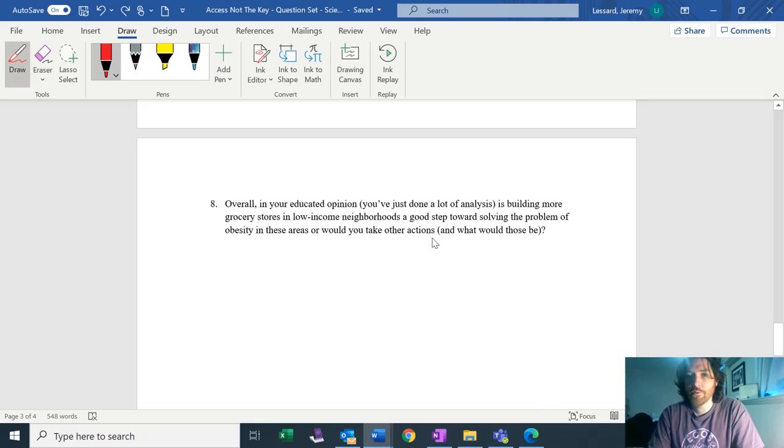So as you go through that, think about your own personal experience living in Springfield. Think about how the data in the article supports or does not support your opinions, and think about moving forward toward a step that might solve this problem. So I'd love to see what you come up with, and I hope that this was helpful.